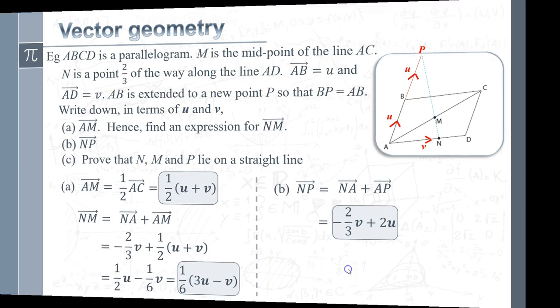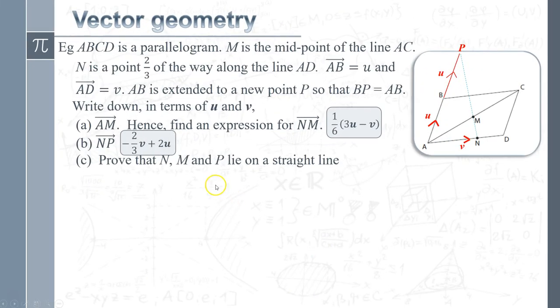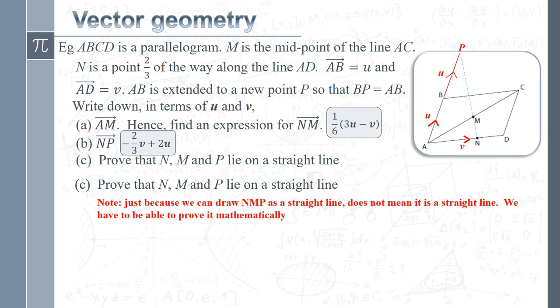Right, so on we go to part C, and it says prove that N, M, and P lie on a straight line. And this is kind of what I'm building up to with this question, which is the proof part. The first thing to note is just because on my diagram I can draw a straight line through there, doesn't mean that it actually is a straight line. We've got to be able to prove it mathematically.